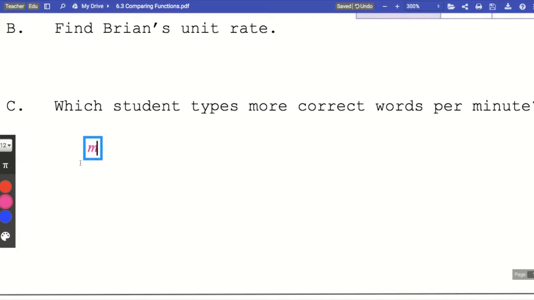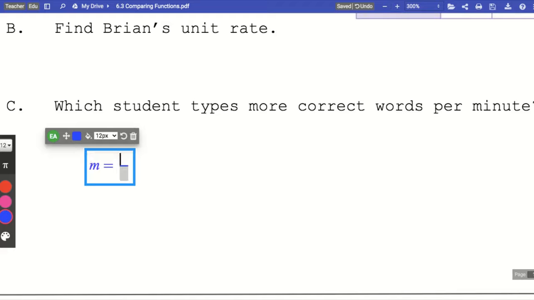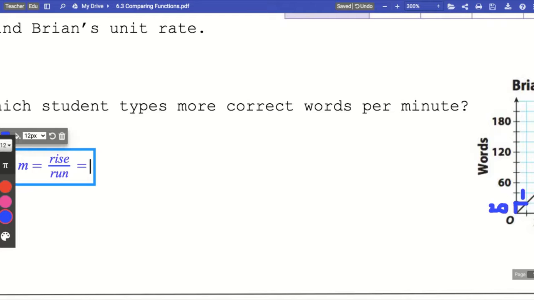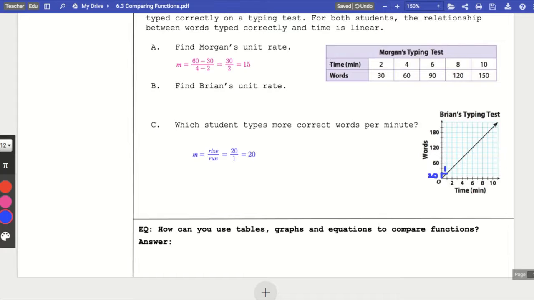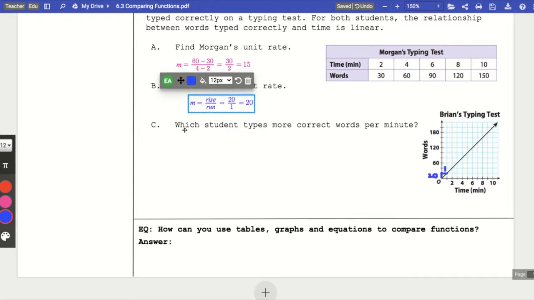I'm going to write M equals, we'll do it in blue so it matches what we just did. M equals, and then I'm going to type the words rise over run, because we're using a different method. We're still finding the slope, we're just finding it from the graph instead. And since my rise is 20, that means it's 20 over 1, which is 20. I'm going to zoom out now so I can see the rest of it.